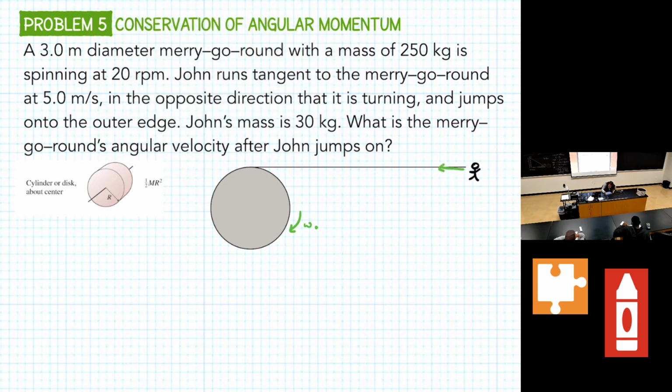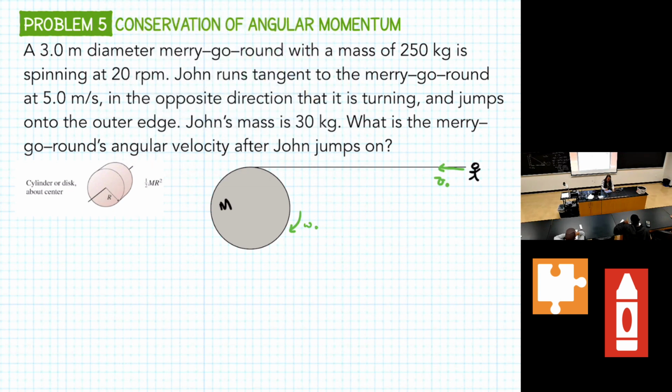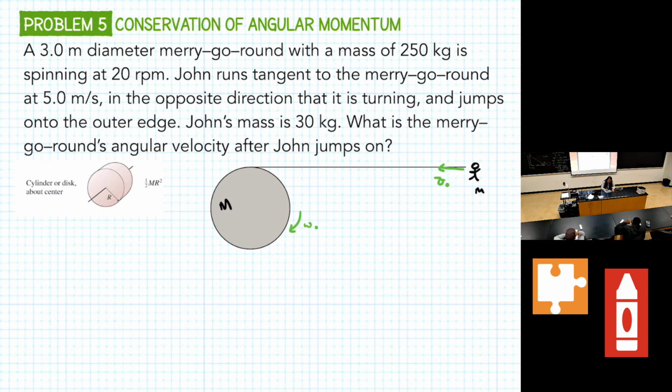And he has an initial speed here, okay? So we'll label the merry-go-round as having a big mass, big M, and then John will have little m mass, and the merry-go-round has a radius of 1.5 meters. Okay, so try to set this up, and we'll go over it in a minute or two.